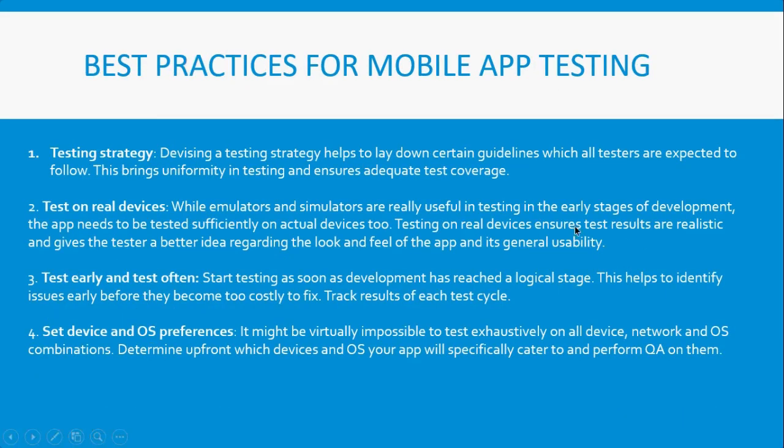All right. So the next thing that we're going to be talking about, just bear with me please, is best practices for mobile application testing. As you would have in UI testing, you have to have a test strategy. You have to devise a strategy that helps you lay down certain guidelines which all testers are expected to follow, so that you would have uniformity in testing and ensure you have adequate test coverage.